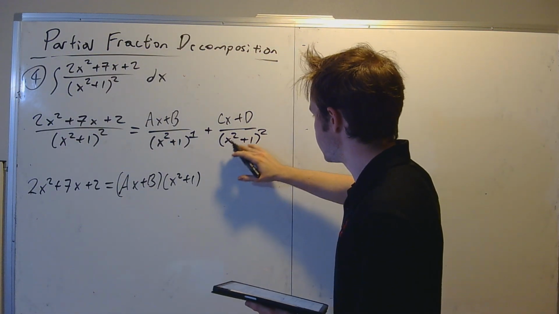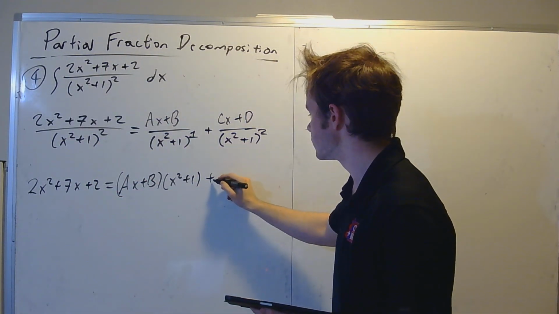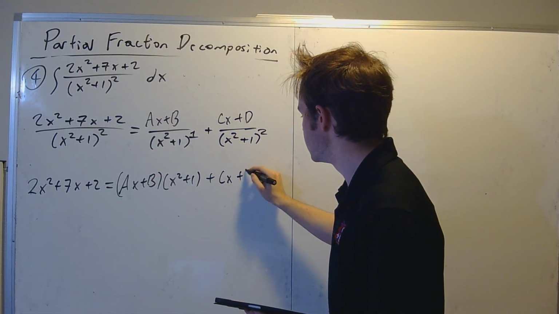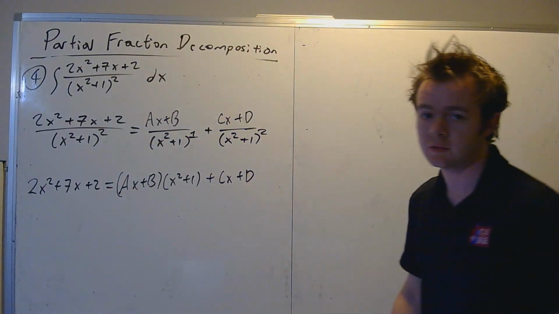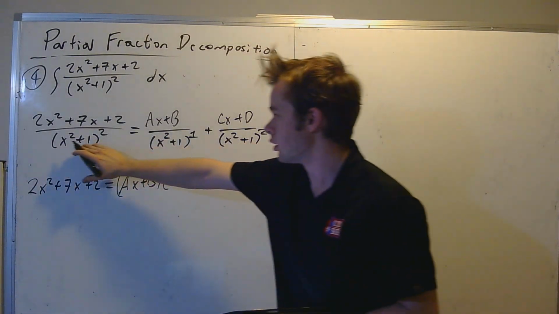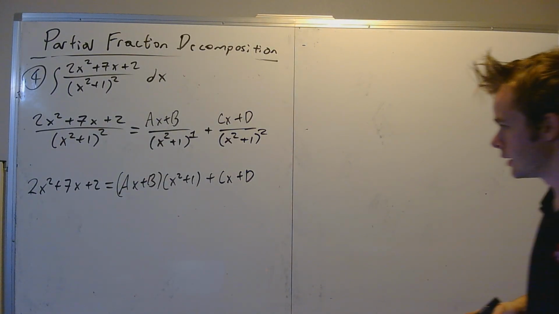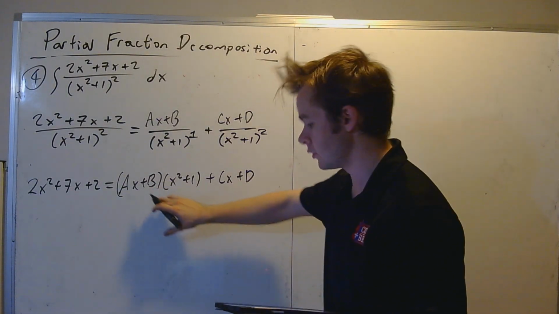If we look at what we have here, this denominator already matches this fraction, so we can just write down here plus cx plus d. We don't have to multiply it by anything because this denominator already matches what we have on the left there. Okay. Now we need to FOIL this out.